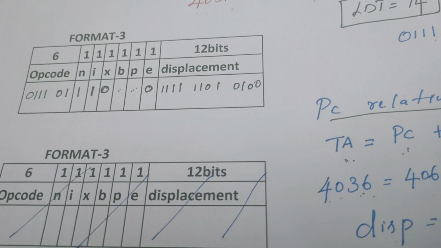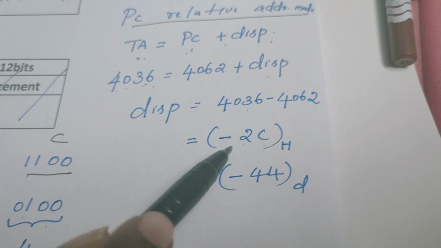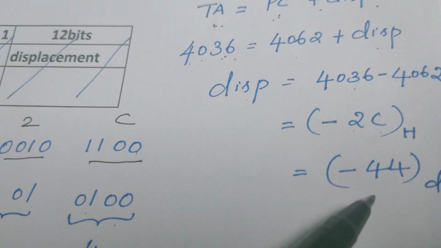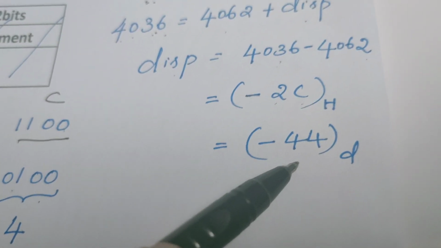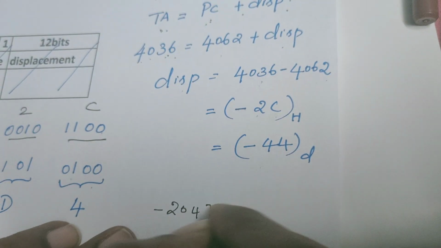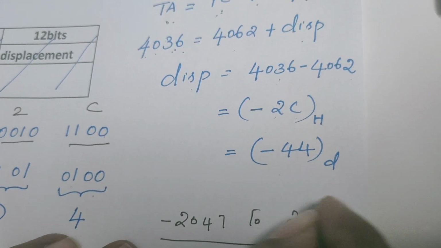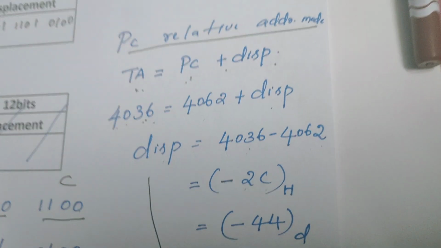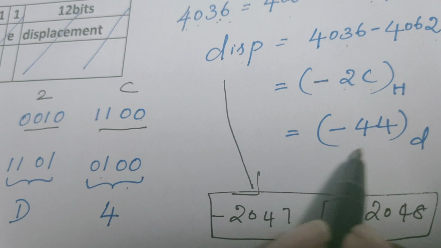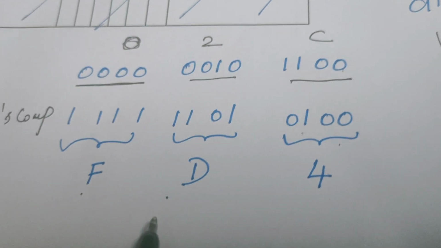Right. And I forgot to tell one more piece of information: why we have calculated the displacement. The hexadecimal difference has come as minus 2C. Now I'm converting this into a decimal value and checking whether it is in the range of minus 2048 to 2047. If the displacement value lies within the range, only then can we come to the conclusion that it is PC relative. Of course, minus 44 is within the range, so the displacement we have calculated is correct.